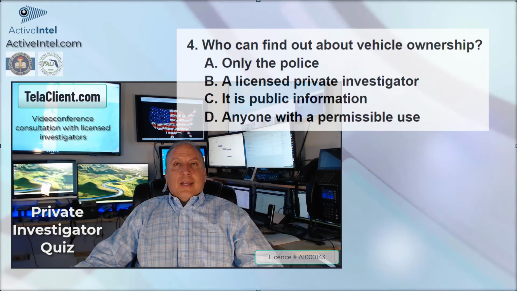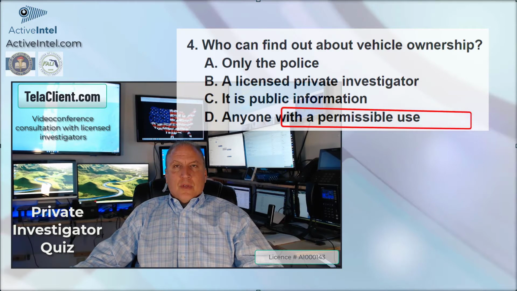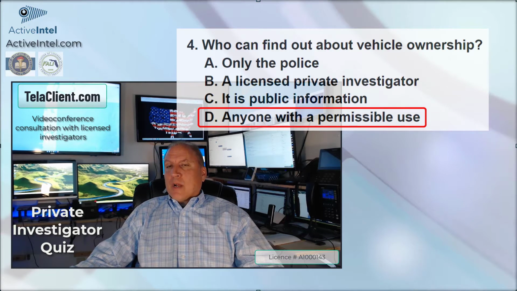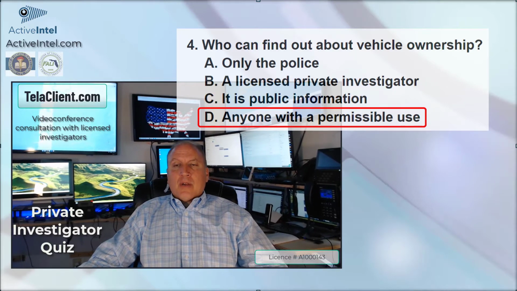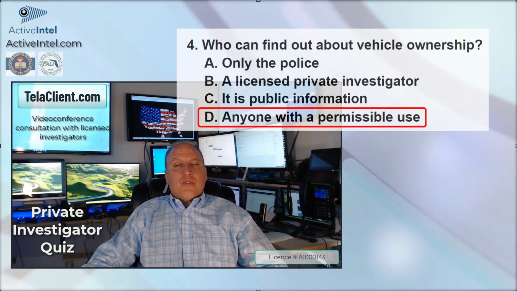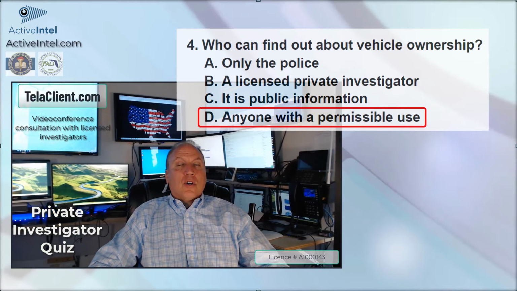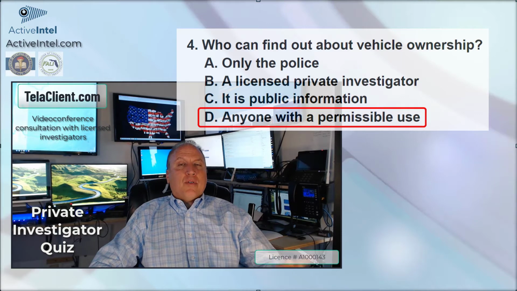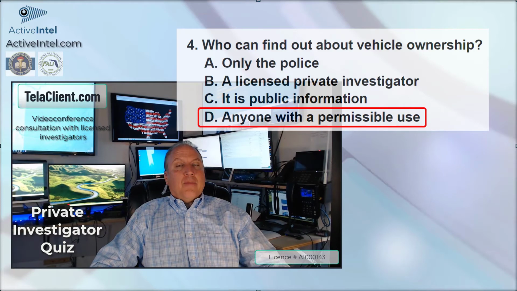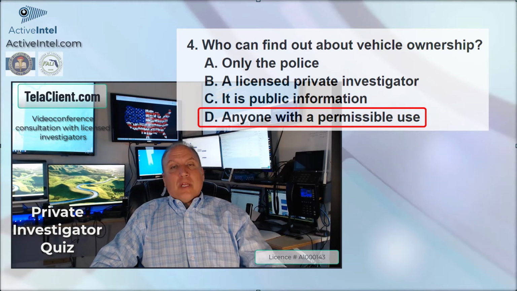So for this question, the answer is D, anyone with a permissible use. So what about vehicle records? Vehicle records are different than real estate records. They're different than aircraft records, vessel records. Vehicles are protected under a federal law called the DPPA, Drivers Privacy Protection Act, meaning that it's actually illegal for the DMV, where the records are kept at the Department of Motor Vehicles, to release information to a third party unless there's a permissible use.